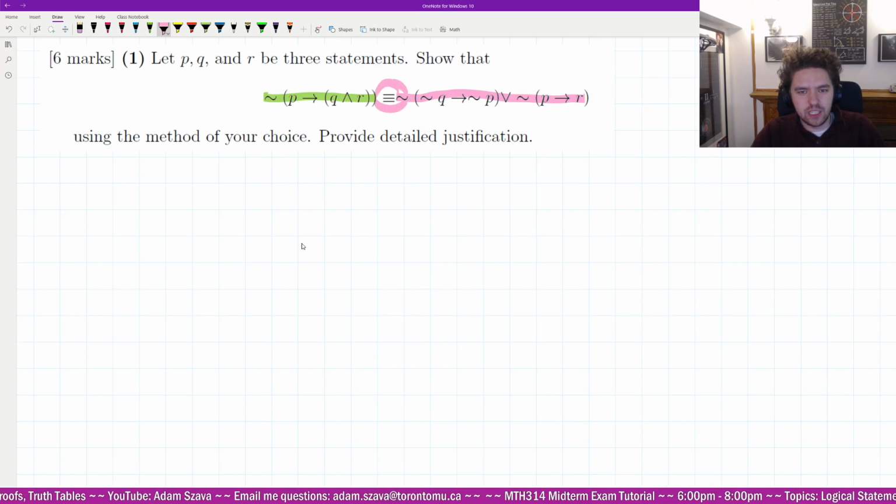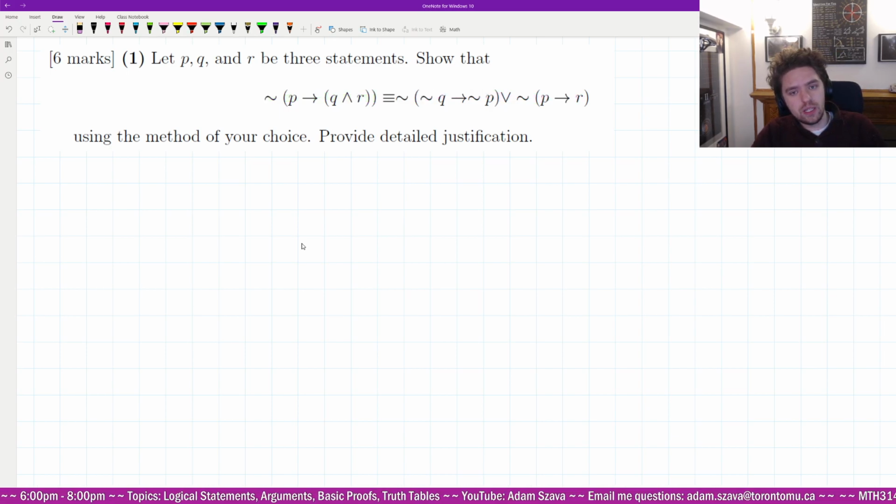And we're saying that they're logically equivalent, which means that whenever this statement is true, this statement is also true. Remember, a statement is a sentence which is either true or false. So P, Q, and R are just placeholders for some kind of sentences, some statements. So we want to show that these are logically equivalent.